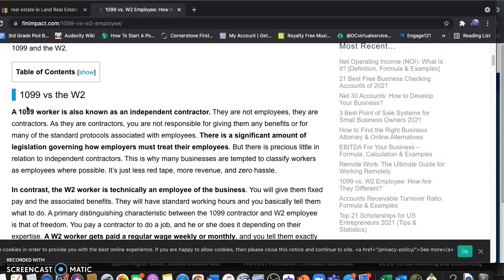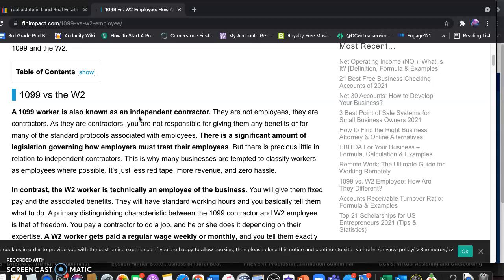Again, as stated by Daniel, a 1099 worker is also known as an independent contractor. You are a non-employee; you are self-employed. They are not employees, they are contractors. So you are working for yourself, whether you are working as a sole proprietor, an S corporation, a C corporation, or an LLC. You are your own company and things of that nature. You actually own the job, per se.